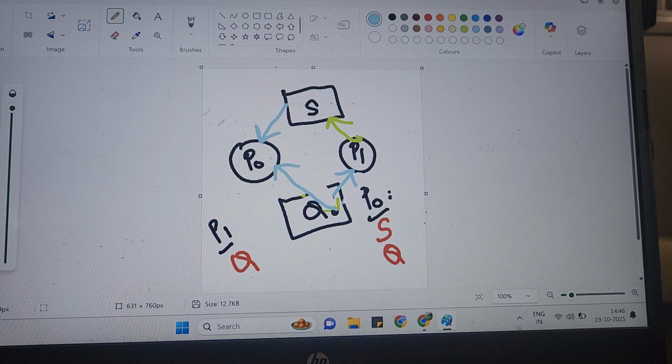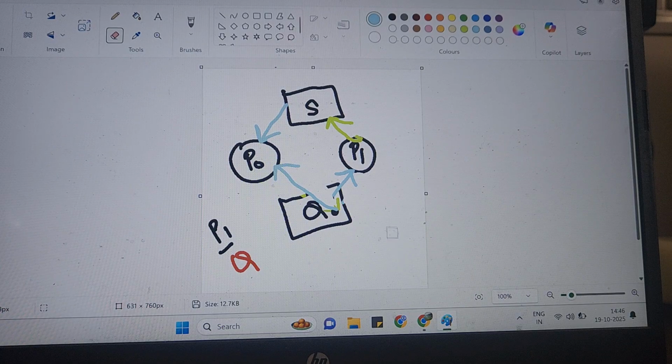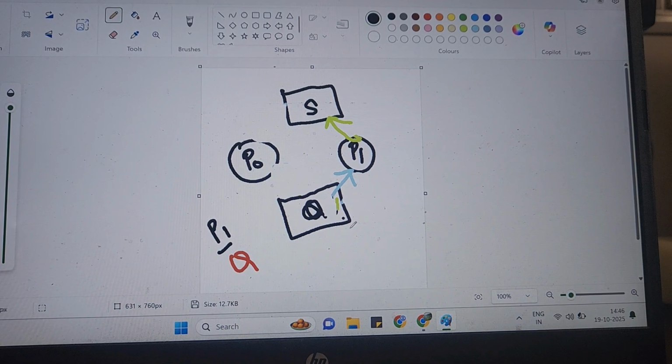P0 gets whatever it wants. It will do what it needs. Then it will finish. It will give up its claim over Q as well as over S. Now P1 already had Q. Let me just fill in the erased parts. Correct? So P0 is finished with whatever it wanted to do.